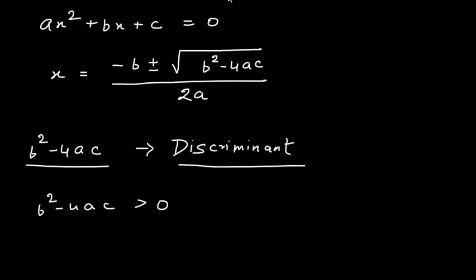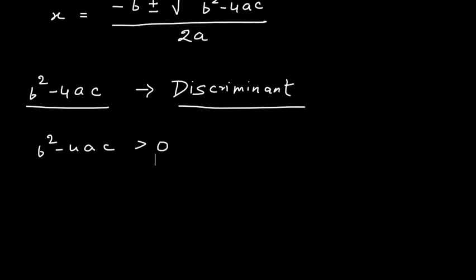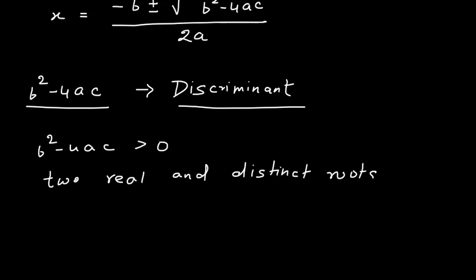So when b square minus 4ac is greater than 0, we will say that we have two real and distinct roots. When b square minus 4ac is greater than 0, we have two real and distinct, meaning two real and separate roots.